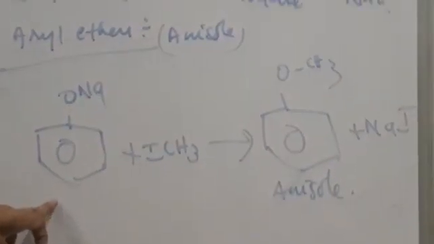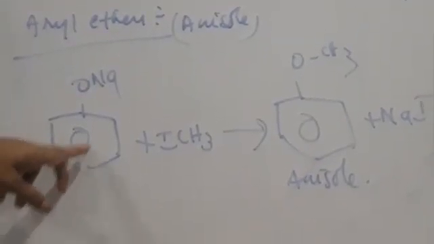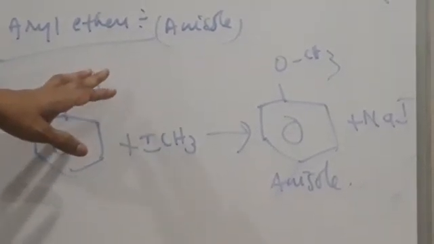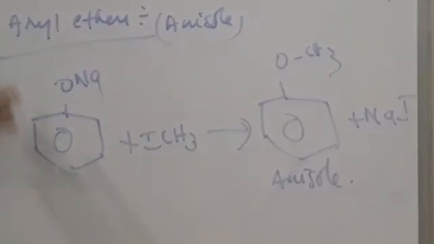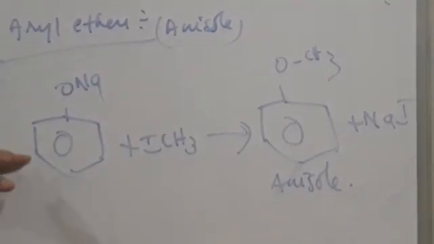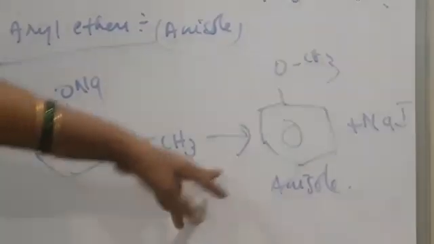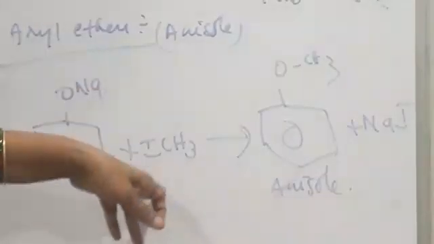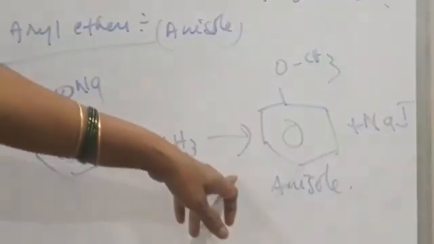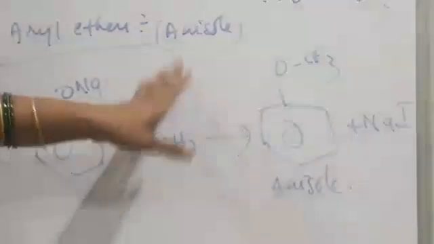So in the preparation of anisole, we take aromatic oxide. We take phenoxide, sodium phenoxide. Sodium phenoxide reacts with alkyl halide and we get anisole. So this is sodium phenoxide with methyl iodide. Here we get anisole, methoxybenzene, along with sodium iodide. So this is the preparation of aromatic ether.